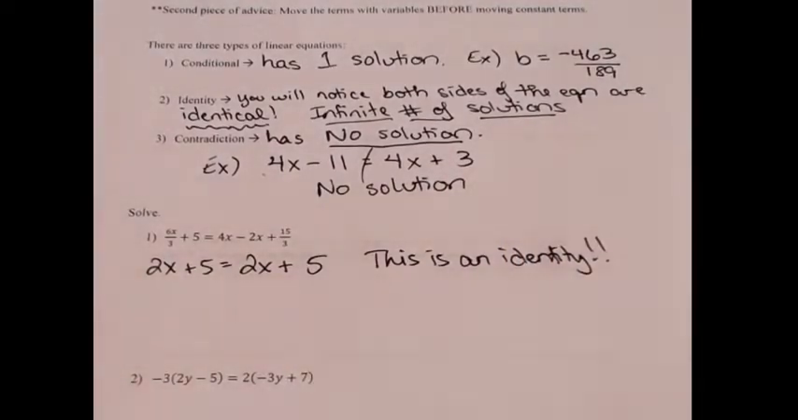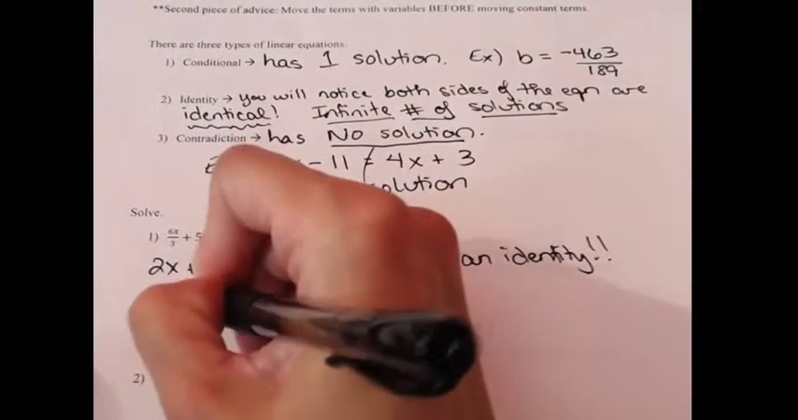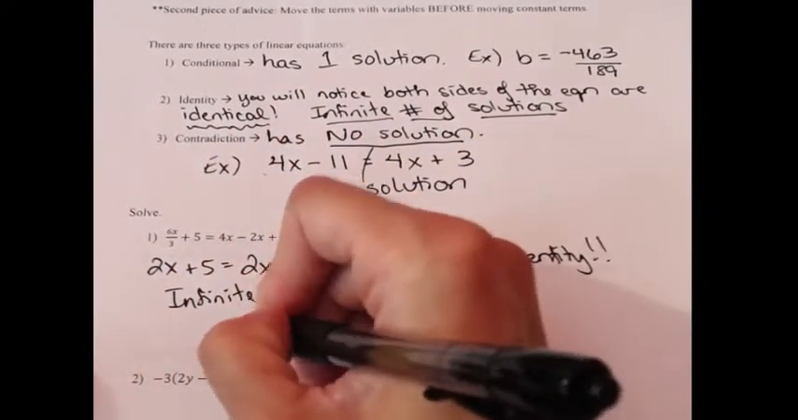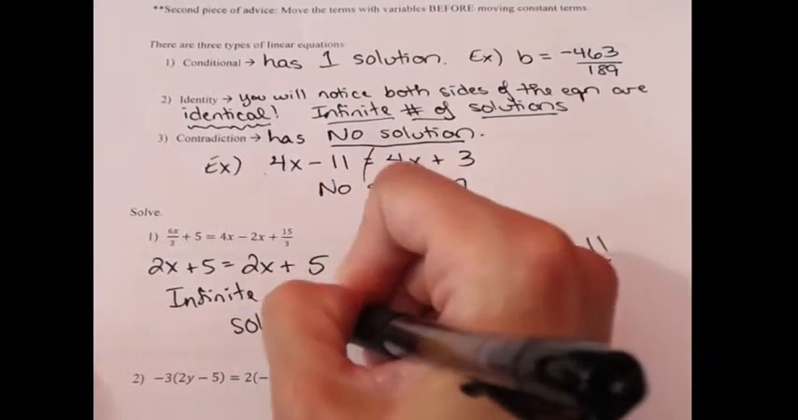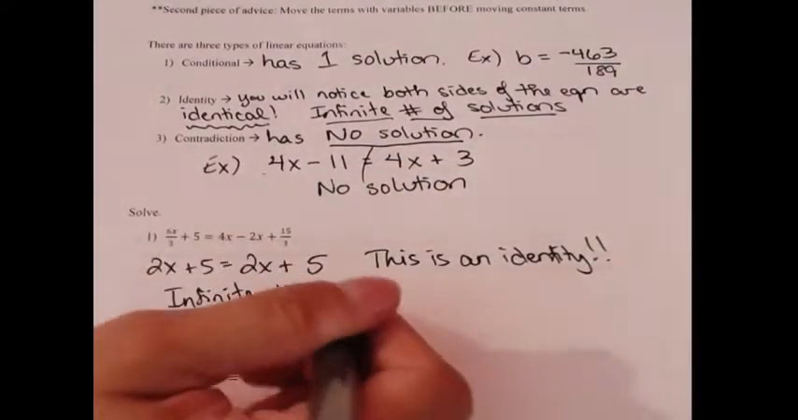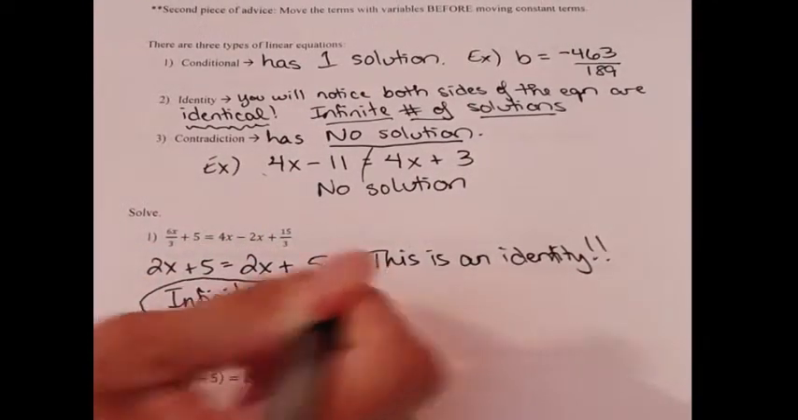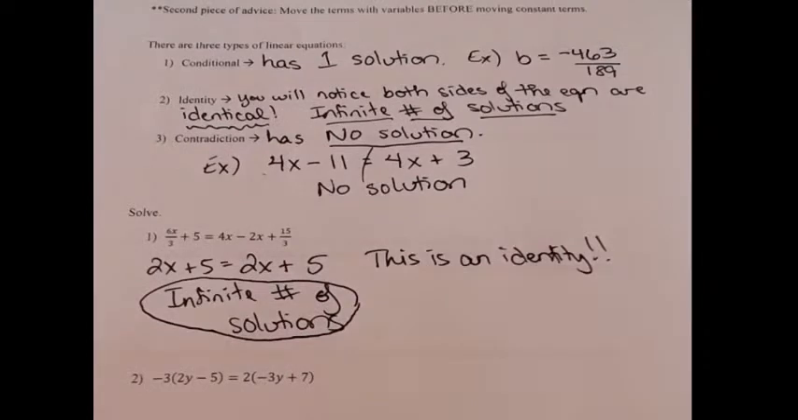So it's almost like saying, oh, I know exactly what this is. Because it's an identity, think of identity as like a positive, right? Oh, wow, all solutions are possible. So we're going to say that this has an infinite number of solutions. That's what you would write as your answer, infinite number of solutions. Okay? Infinite number of solutions because it's an identity.